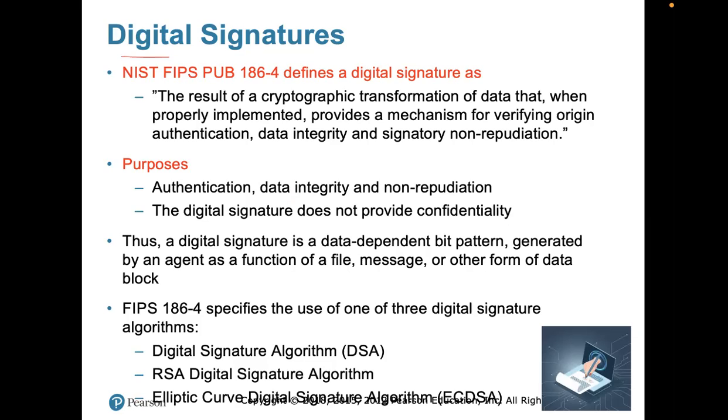Per the definition of the National Institute of Standards and Technology, a digital signature is defined as the result of a cryptographic transformation of data that, when properly implemented, provides a mechanism for verifying the origin of some message or some data, and also helps us verify the integrity of data, and the non-repudiation of data. It means that it works like a human signature.